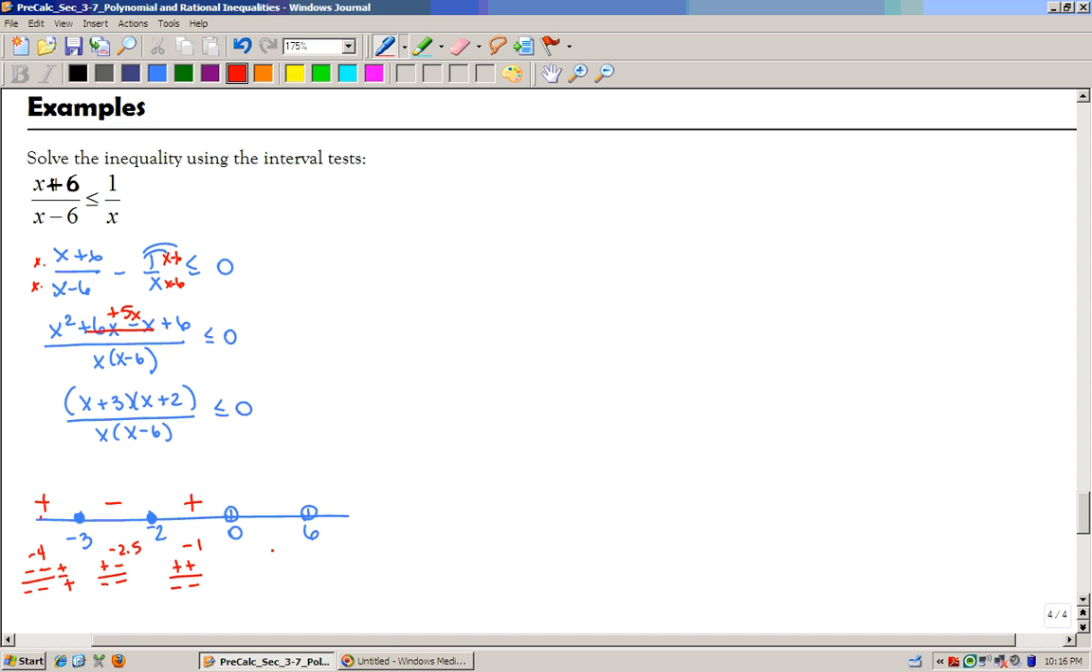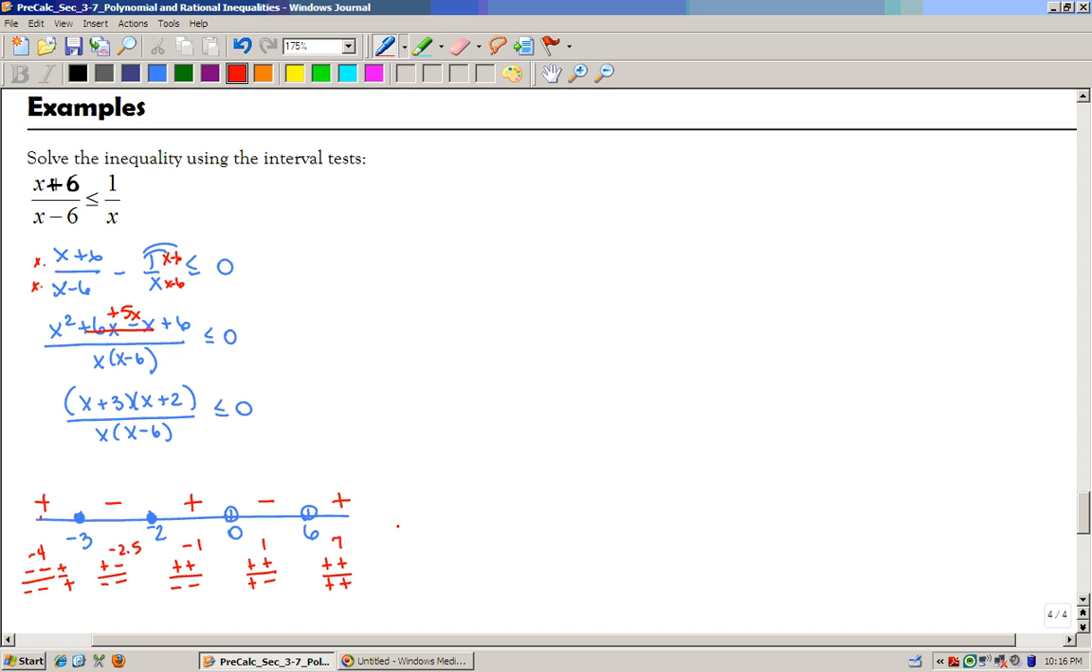For the next section, I'm going to pick the easiest number I can think of, which is 1. Plugging that in gives a positive times a positive over a positive times a negative, so a positive divided by a negative is negative. One more interval to test. I'm going to test the number right next to 6, which is 7. That gives a positive times a positive over a positive times a positive, which is positive.